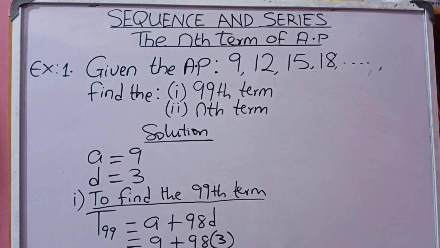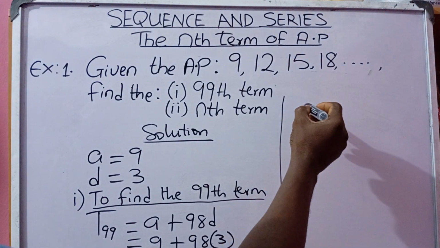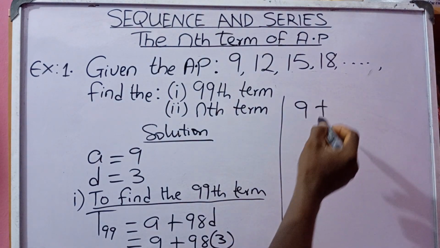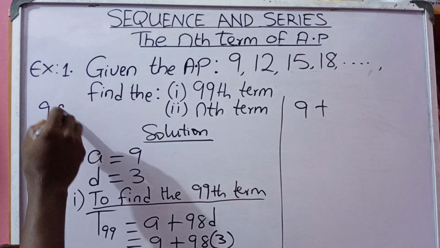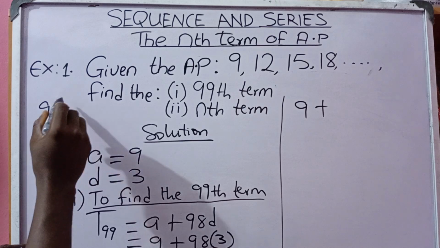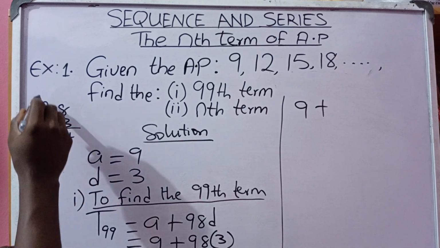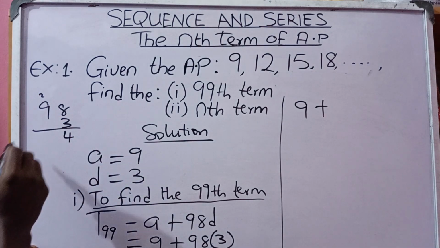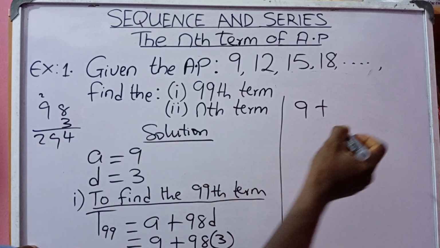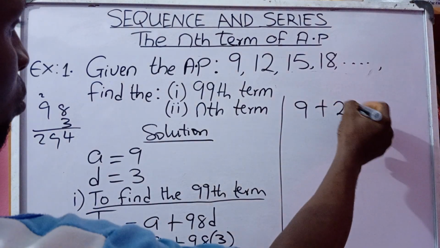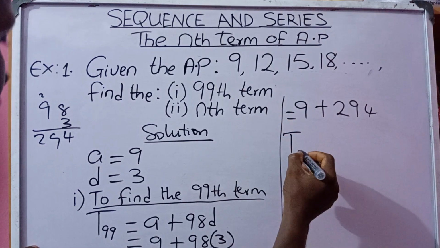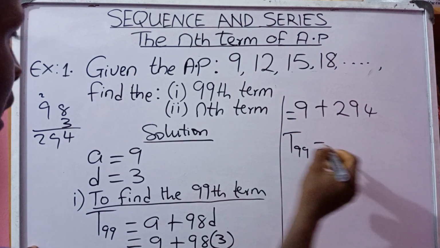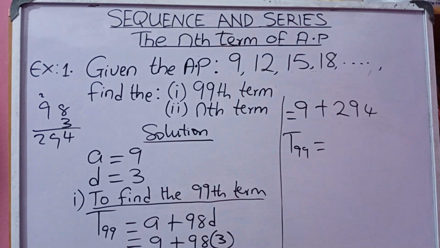Multiplied by D, which is 3. So let's continue here. That will give us 9 plus, so let's multiply 98 multiplied by 3. That will be 24. We write 4 carry 2. That will give us 27 plus this 29. So we have it as 294.